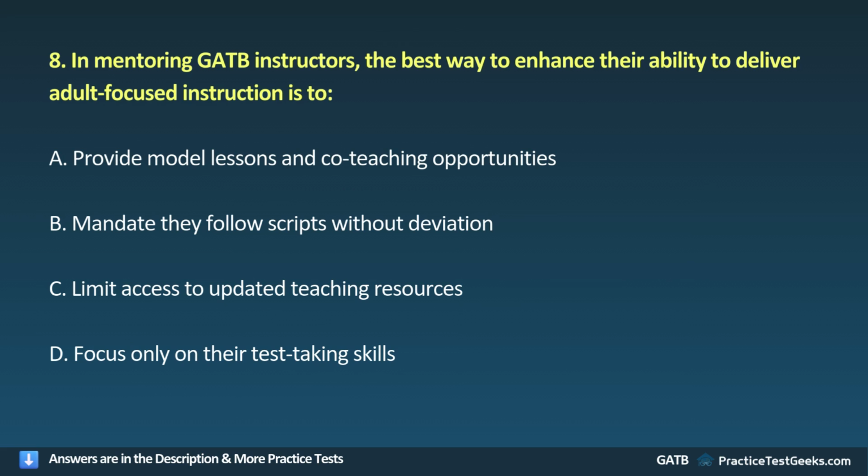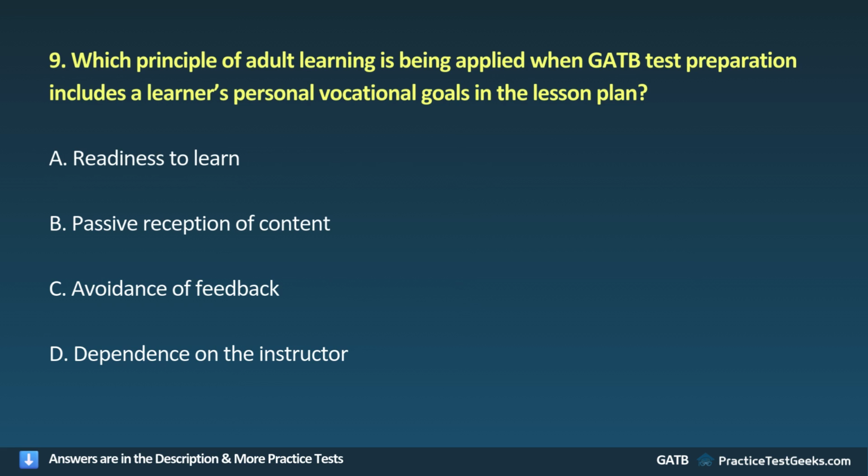8. In mentoring GATB instructors, the best way to enhance their ability to deliver adult-focused instruction is to: A. Provide model lessons and co-teaching opportunities. B. Mandate they follow scripts without deviation. C. Limit access to updated teaching resources. D. Focus only on their test-taking skills.